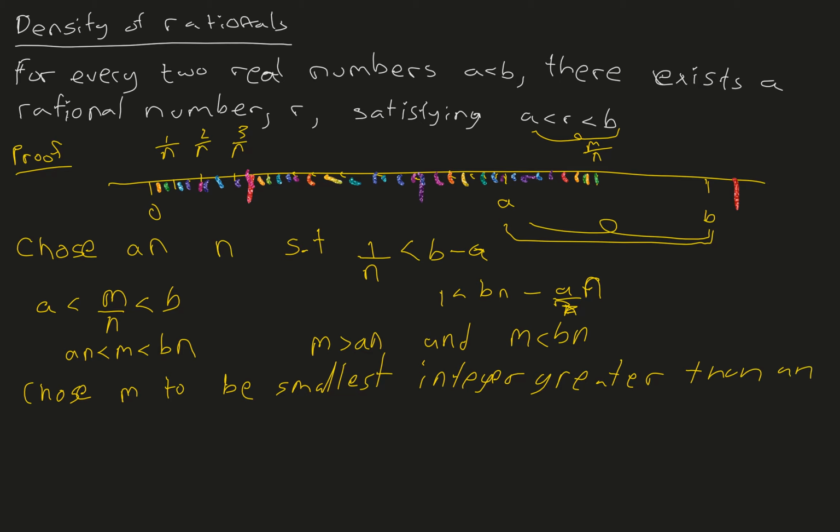For example, if an is 3.2, then the smallest integer greater than 3.2 is 4. So choose m to be the smallest integer greater than an. If an is 5, then m should be 6, because 6 is the smallest integer greater than an. That's just an example.